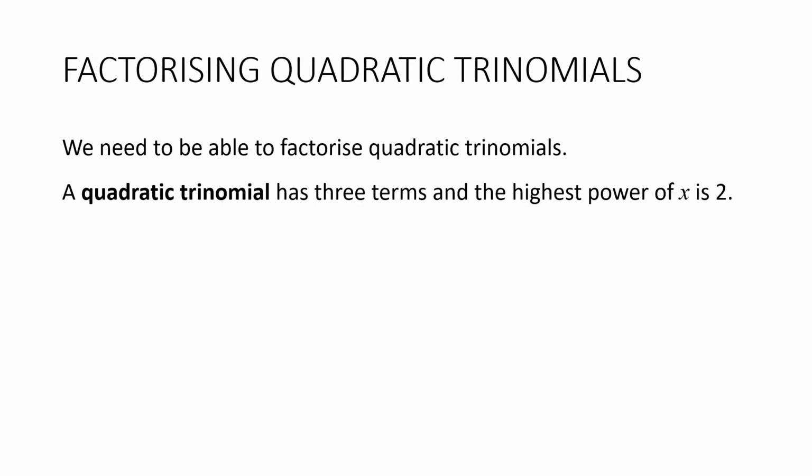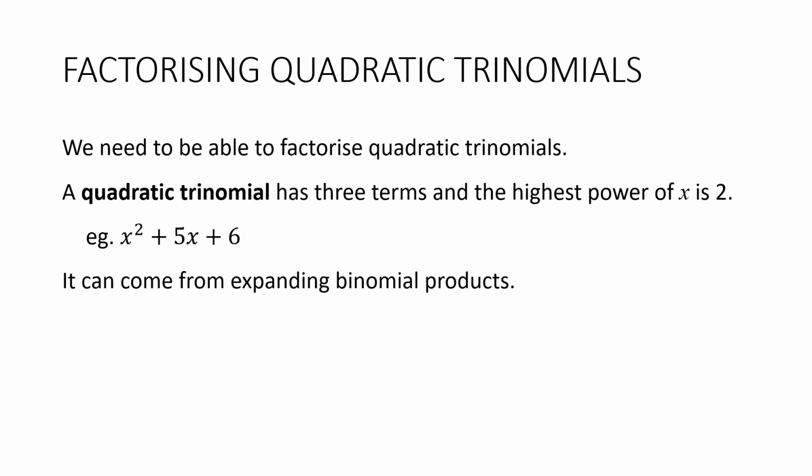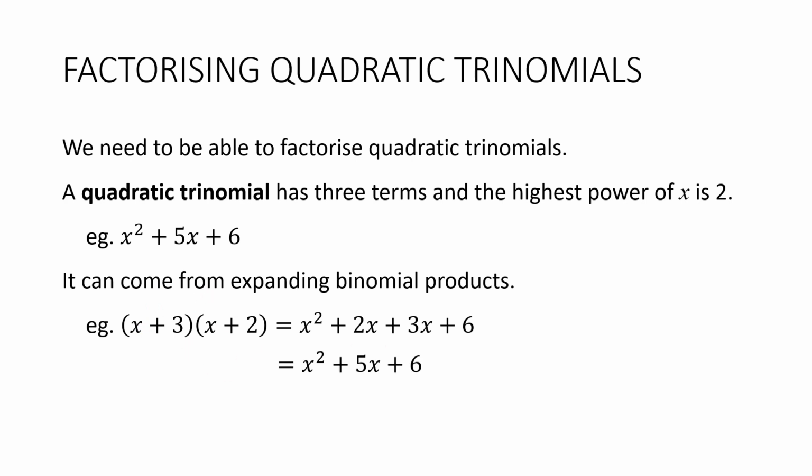Now we need to be able to factorize quadratic trinomials. A quadratic trinomial has 3 terms and the highest power of x is 2. So for example, x squared plus 5x plus 6. Quadratic trinomials come from expanding binomial products. So for example, (x + 3) multiplied by (x + 2), if we do FOIL on that, we end up with x squared plus 2x plus 3x plus 6, which is x squared plus 5x plus 6.